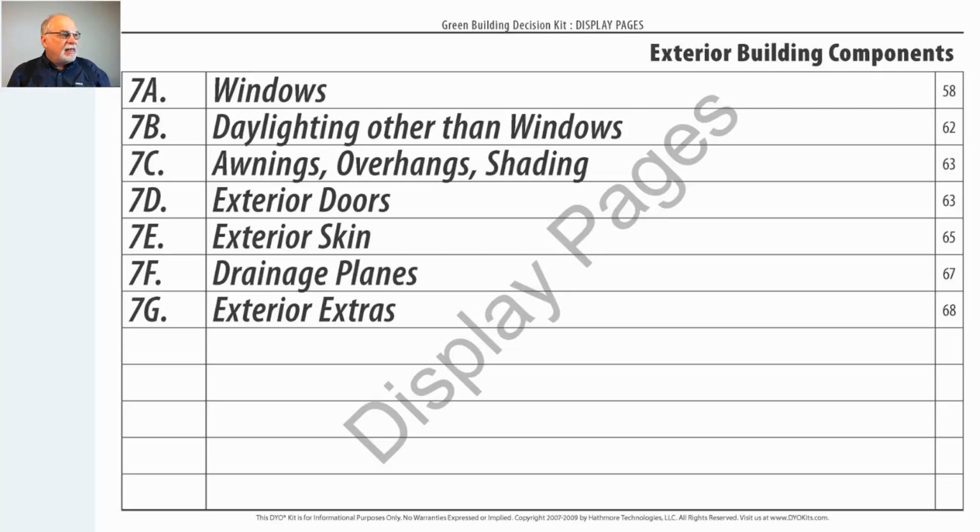We will be looking at daylighting other than using windows for 7B, awnings, overhangs, and shading for 7C. 7D is exterior doors, types and ways to use those, insulated doors versus wooden, things like that.